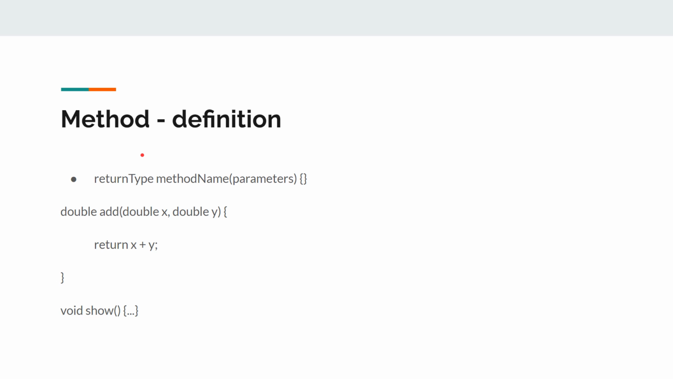The basic definition of a method is as follows. We have the return type, the method name, and optional parameters. A method can return a certain result. We then have to tell the compiler of what type this result will be. For example, a method can return a result of type double after addition of two numbers passed as arguments.